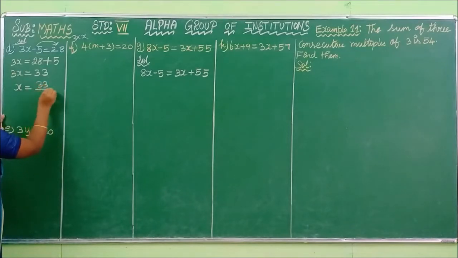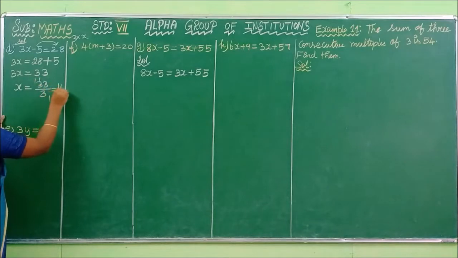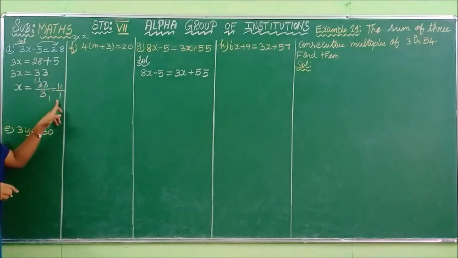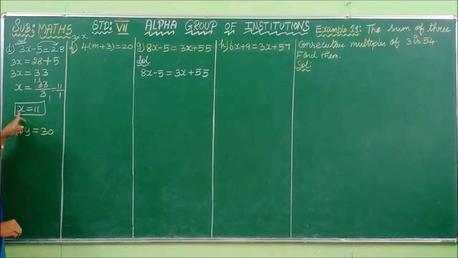So multiplication is reversed as division. So 33 by 3. Here you have to divide 33 by 3. So 3 ones are 3, 3 ones are 3, 11 by 1. If a number has the denominator as 1, leave that denominator and write only the numerator. So x equal to 11. Thus we have found the value of the variable x equal to 11.